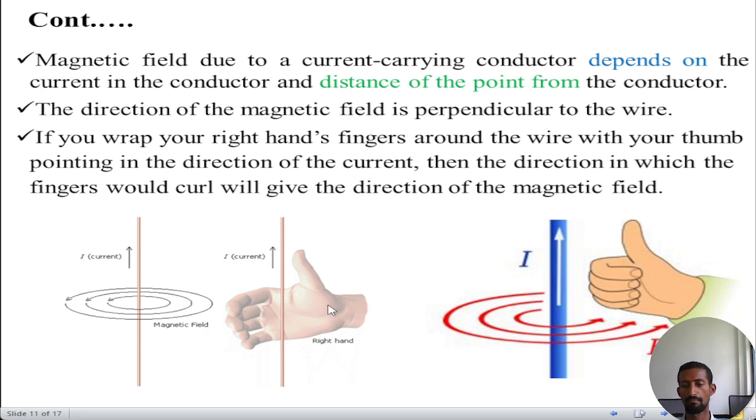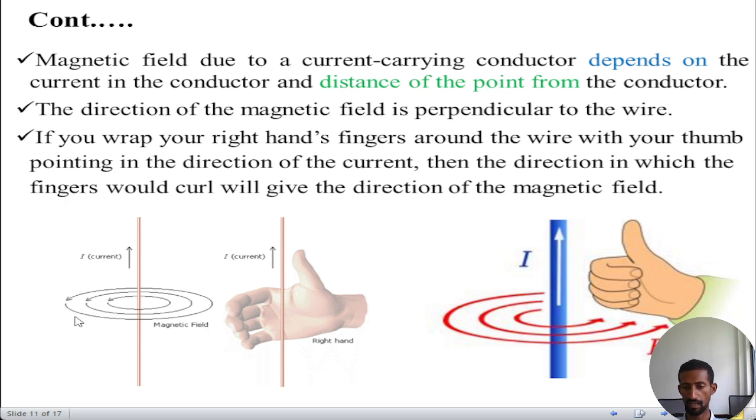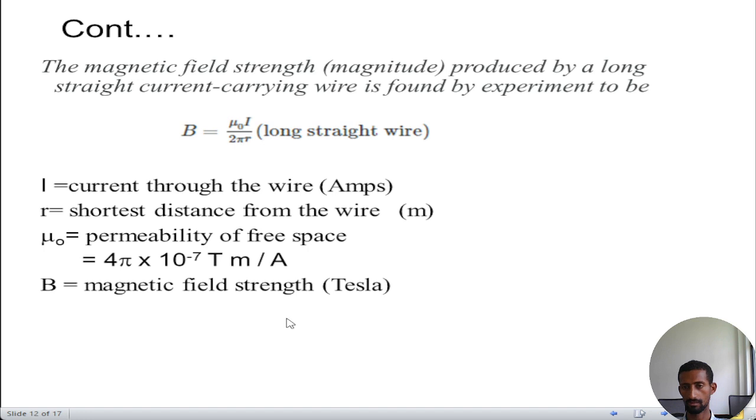How can we determine the magnitude? The magnetic field strength produced by a long straight current carrying wire is found experimentally to be B = μ0 I / 2πr, where I is the current through the wire, r is the shortest distance from the wire, μ0 is the permeability of free space, and B is the magnetic field strength. So we can determine the magnitude according to the separation distance from this wire, and the direction can be determined by the right hand rule.